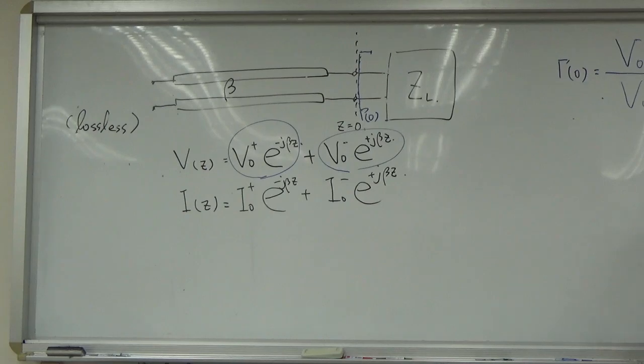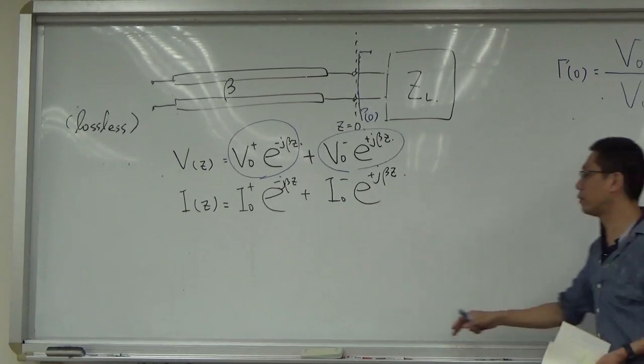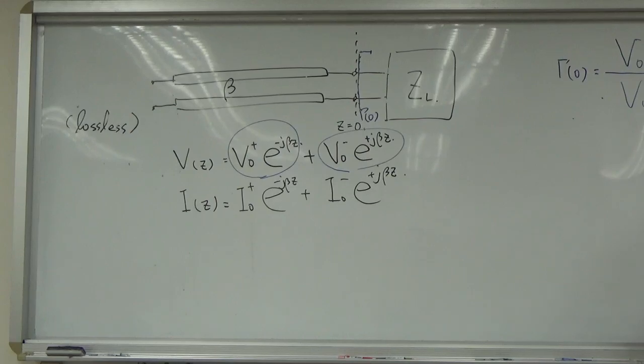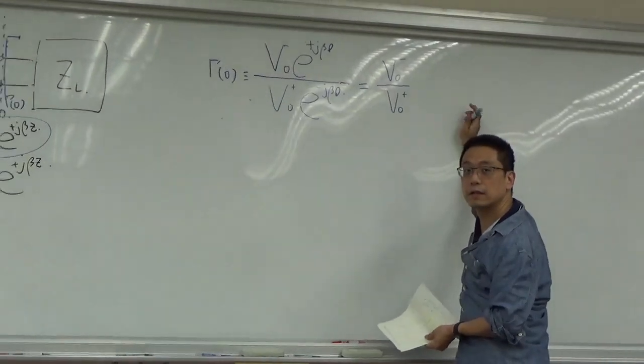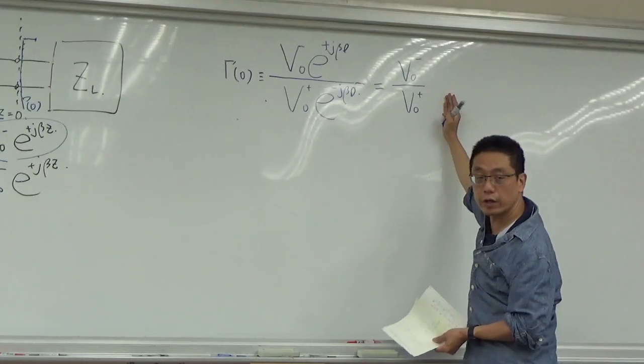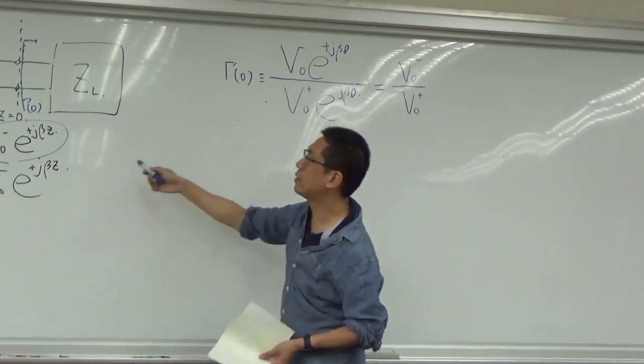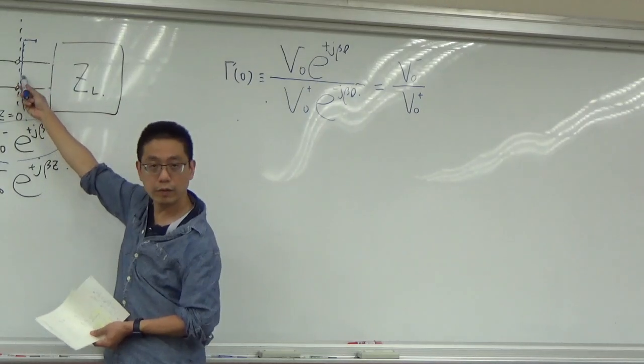Okay, and z equals to 0, so I can write down 0 here. Exponential to the power 0 equals to 1, right? So you obtain that the result is, this is the definition, equals to V0 minus over V0 plus. This is the reflection coefficient at z equals to 0.